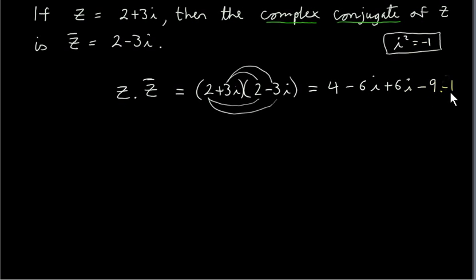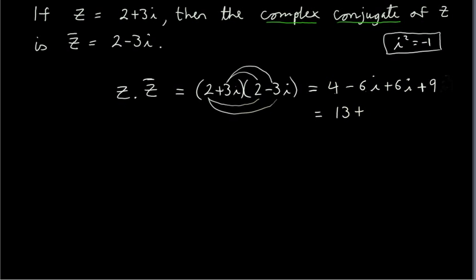So we have minus 9 times minus 1. Well, that just gives us plus 9. So basically what happens is, if we have a number times i squared, we just end up changing the sign of that number. So here we get plus 9. Now if we gather our like terms, we've plus 4 plus 9, that's plus 13. But look at the imaginary terms. We've minus 6i plus 6i, that gives us 0i, or just 0.